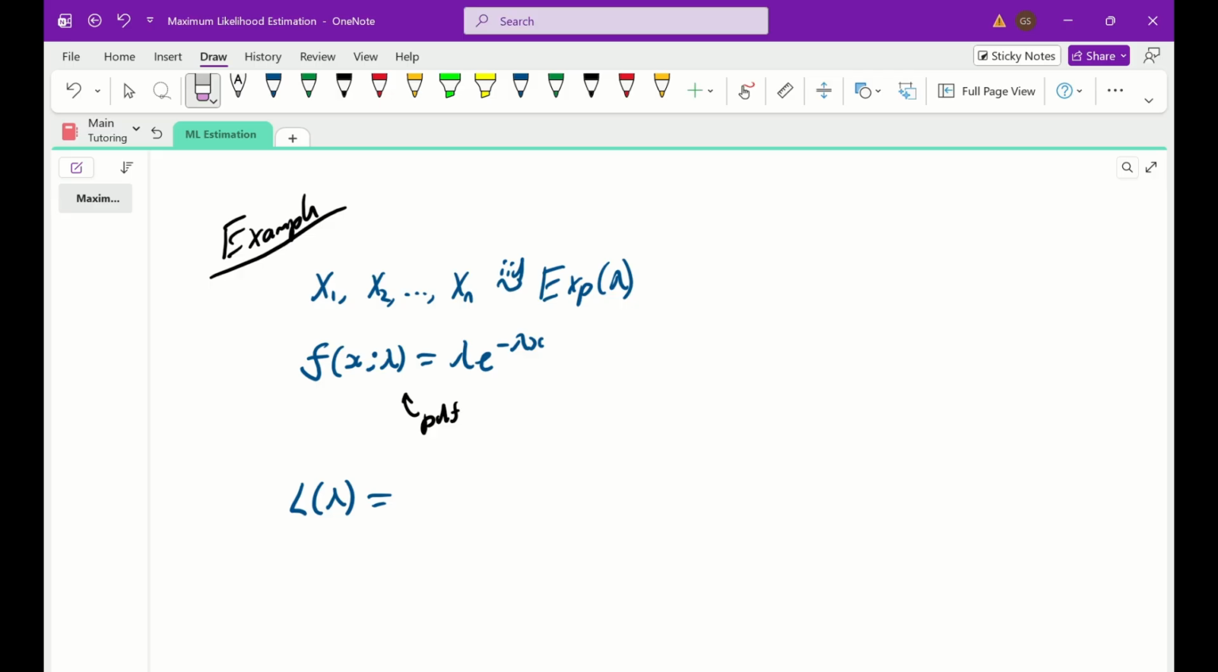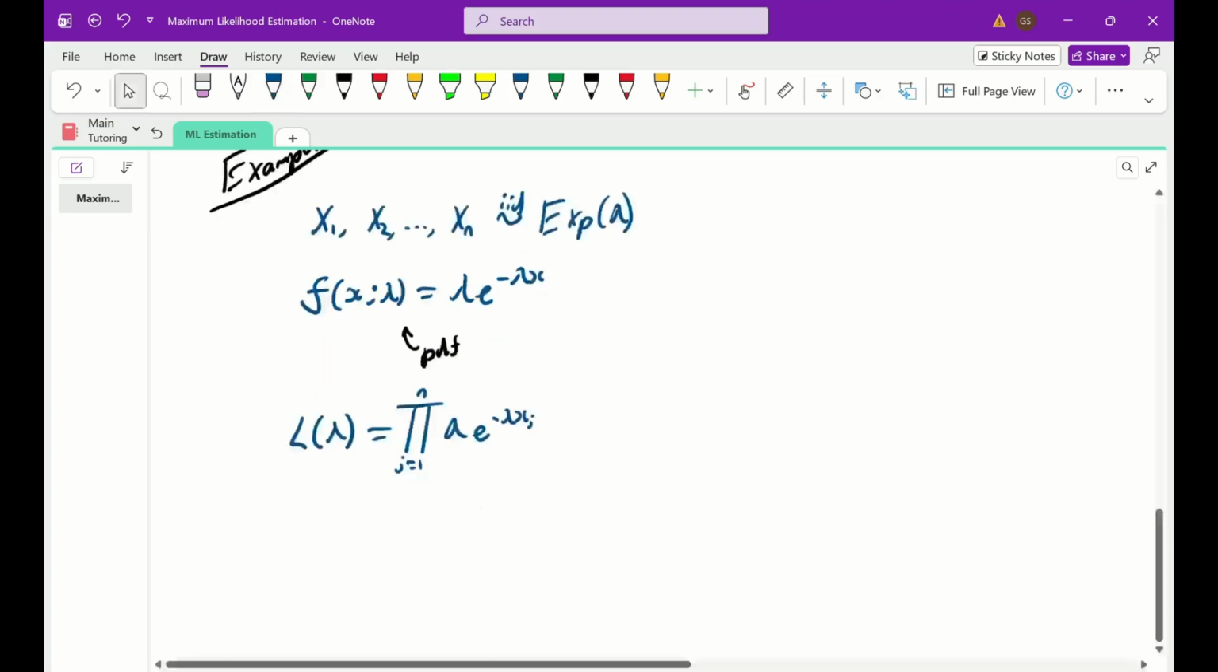That's a property of independent random variables: the joint density is the product of the individual marginal ones, right? So the likelihood of theta, which is the joint density, is just the product of the individual densities. The density is lambda e to the negative lambda x, right? This is the density function, across all of your samples, so j equals 1 to n. So this should be xj here, right? So it's the product of all of those.